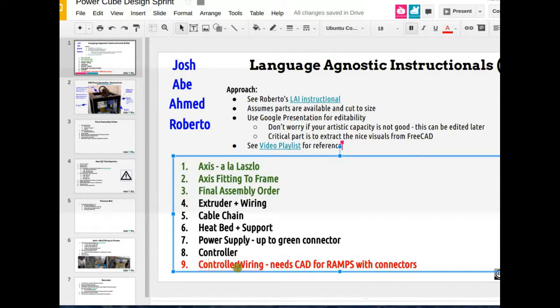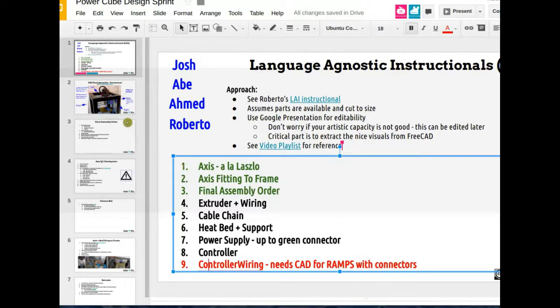We might do that some other time in the future, once we maybe get to Blender or something. But for now, the controller would mean full CAD of the RAMPS controller plus full CAD of the individual plugs, and then showing how they all go on, in what orientation and where. But we don't really have to get into that today.